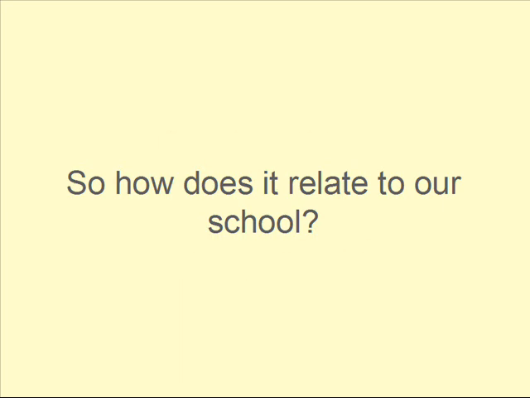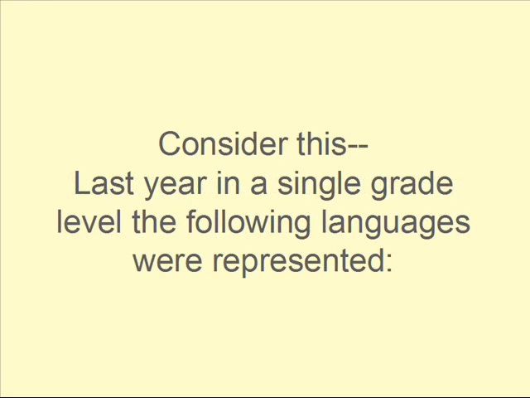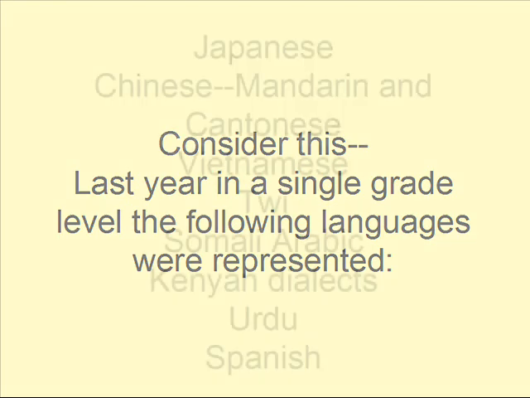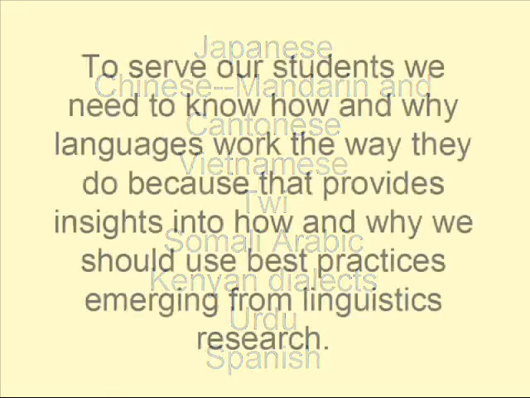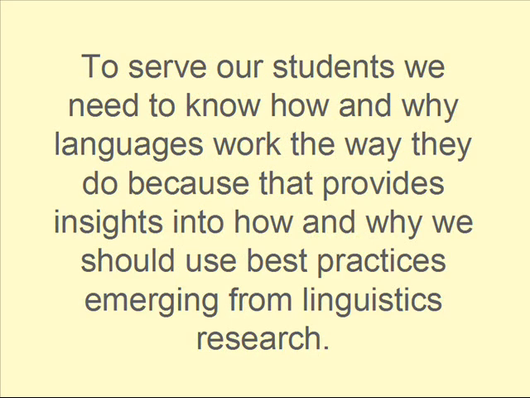So, how does linguistics relate to our school? Consider this. Last year, in a single grade level, the following languages were represented: Japanese, Chinese, both Mandarin and Cantonese, Vietnamese, Twi from Ghana, Somali Arabic, and several Kenyan dialects, along with Urdu and Spanish, with children from South America, Central America, and Mexico.